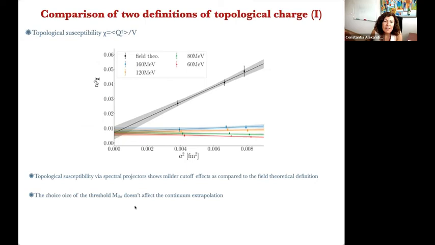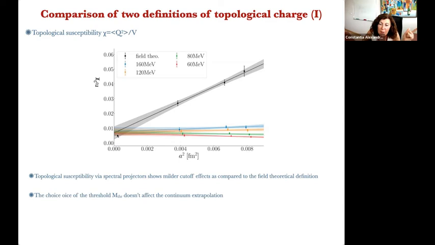And this is the result. So I'm showing you the susceptibility here. I think this should have been to the fourth, as a function of a square, oops, excuse me. And you see this is the field theoretic definition as I go to the continuum limit. And these are the various spectral projection definitions varying this cutoff. And you see in the continuum limit, they all agree.